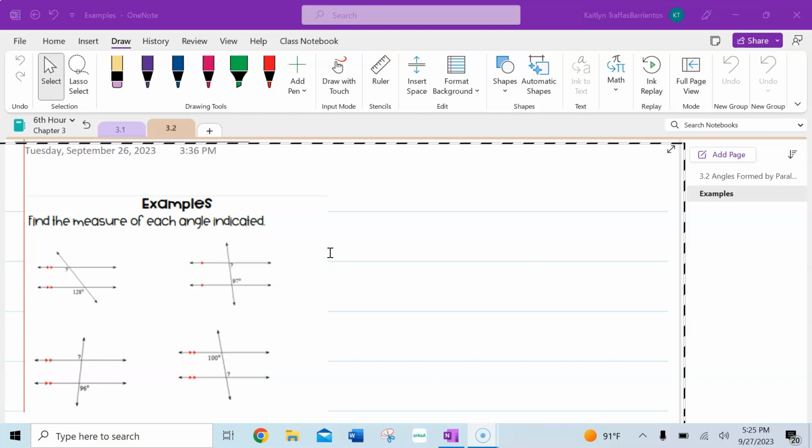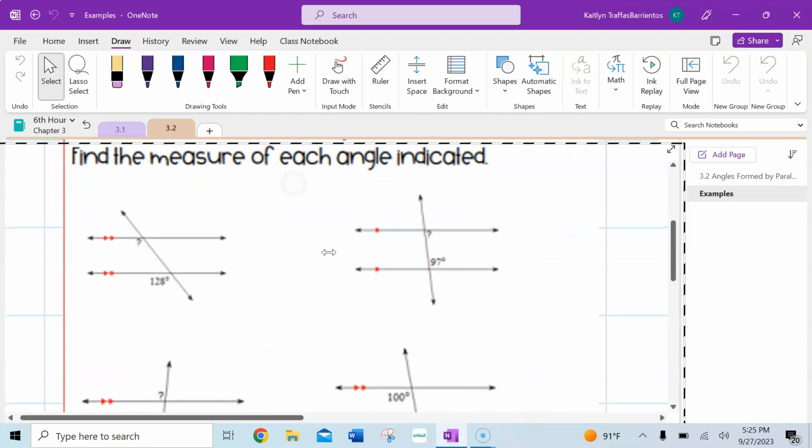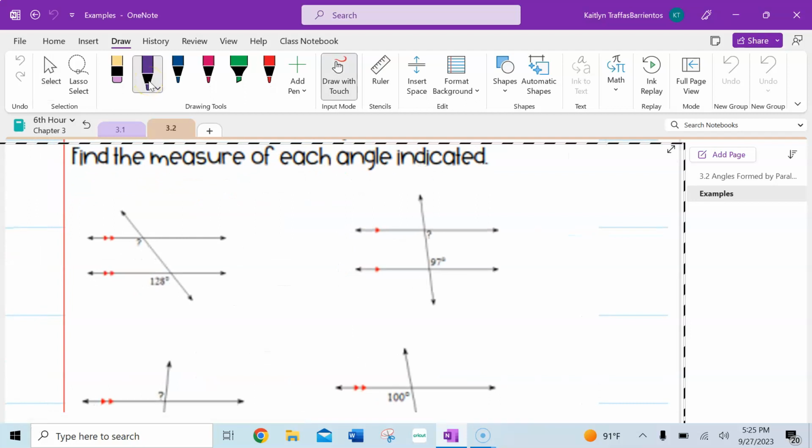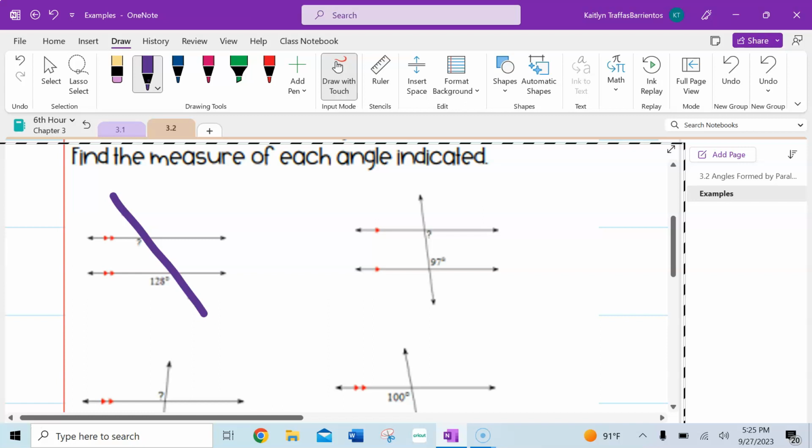Now the first ones, there really shouldn't be a whole lot of work that we need to do because it's just identifying what the angle relationship is and then using it to help us find the angle measure. So if I look at this first example here, I have these 2 angles. I've got my transversal. We talked about this yesterday. If I look at those 2 angles, they're on the same side of the transversal. So they're not alternate, they are same side.